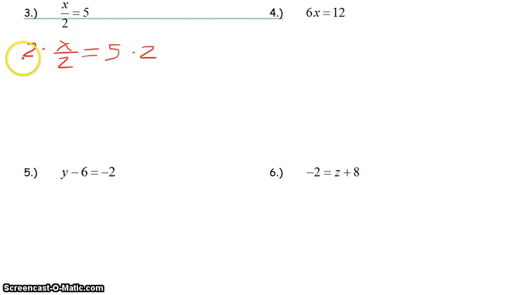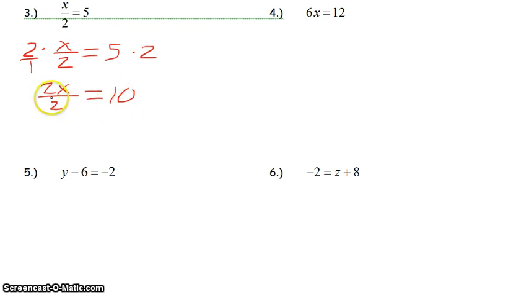Now this 2 is really considered to be 2 divided by 1. Any integer, any number is basically still divided by 1. So now we have a fraction multiplied by a fraction. 2 times x is 2x. And then we do our denominator. 1 times 2 is 2. Now this is equal to 5 times 2 is 10.